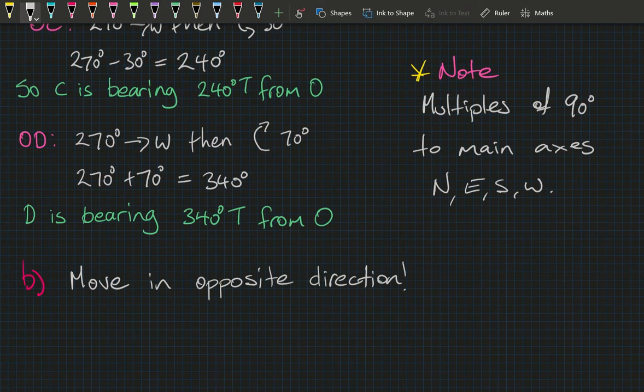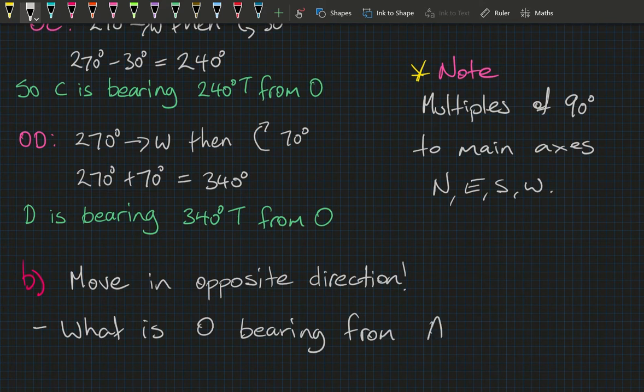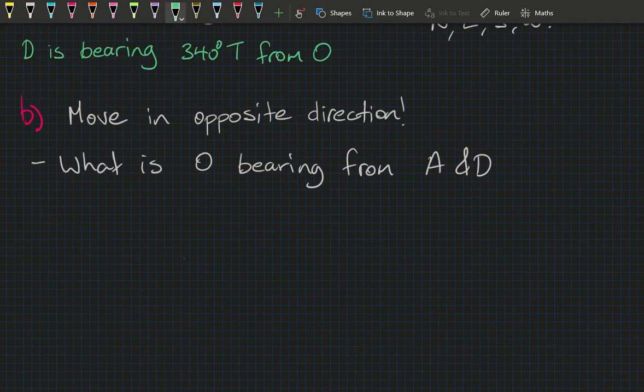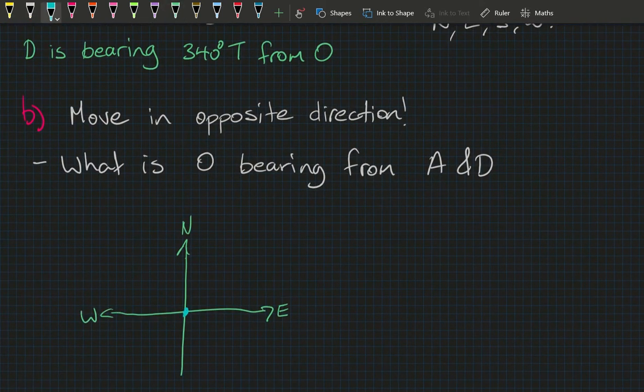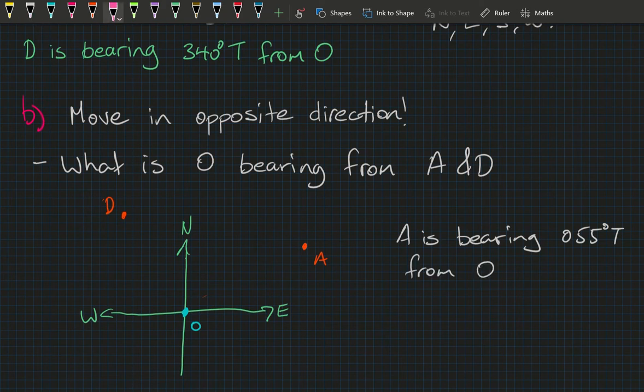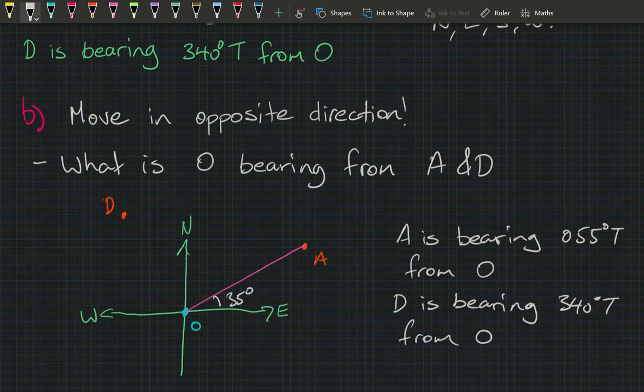And by that, what I mean is we're going to find what is O bearing from A and D. So let's start off drawing the points O, A and D as we understand their positioning from part A. Now I made the compass look a little bit smaller compared to the spreading of the points, and you'll see why in a second, but first let's remember that A is bearing 055 degrees from O. So that meant we had 35 degrees here. And D was bearing 340 degrees from O, and we represented that with this 70 degree angle here.